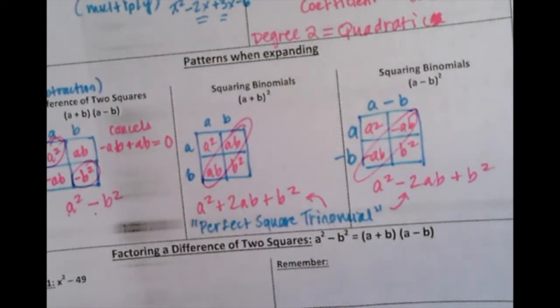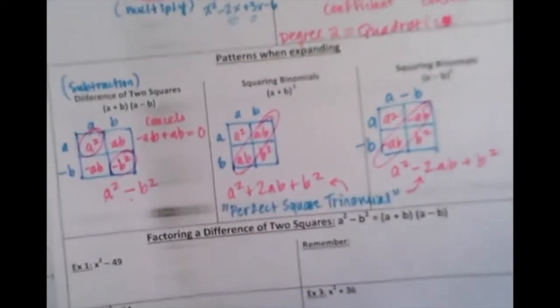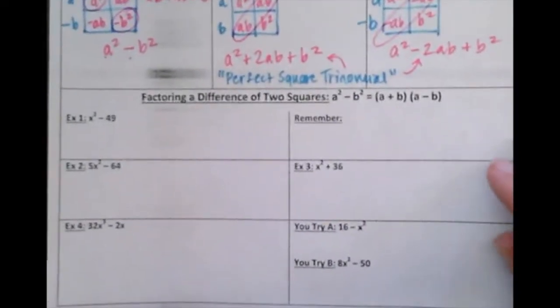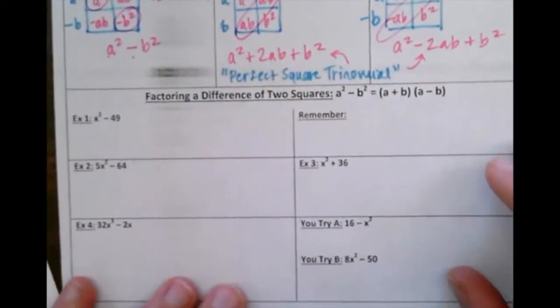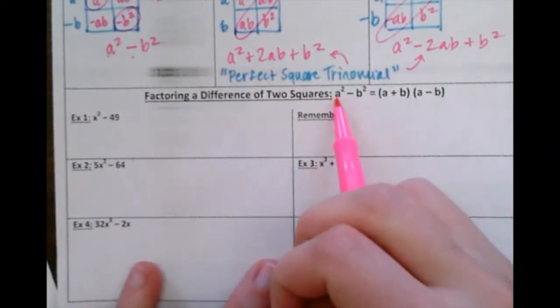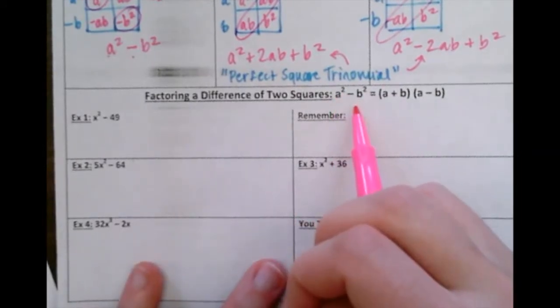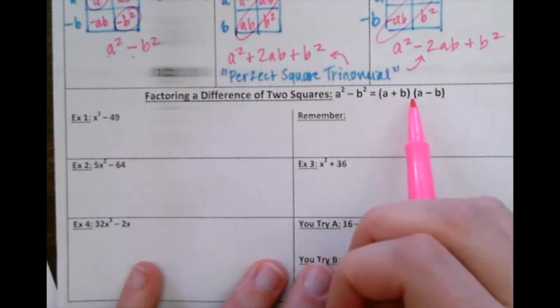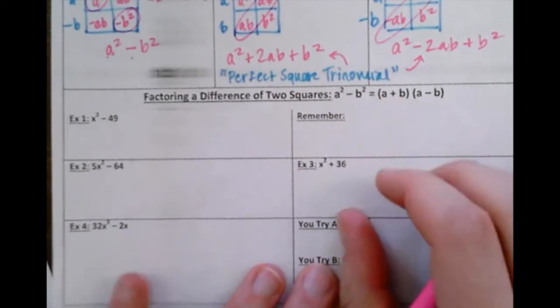So now that we kind of have those patterns formalized, we're going to take a look at factoring a difference of two squares, okay? So the key in this process is going to be identifying your a and your b, or what is being squared. So the idea is if you can identify what's squared in your binomial, then you can always factor it into the first thing plus the second thing times the first thing minus the second thing.